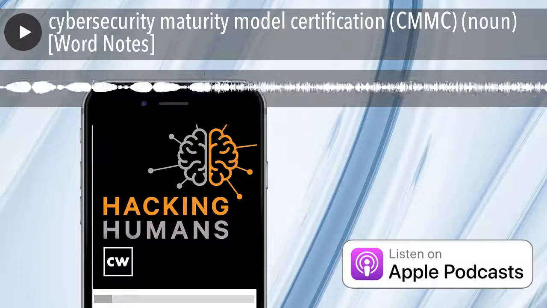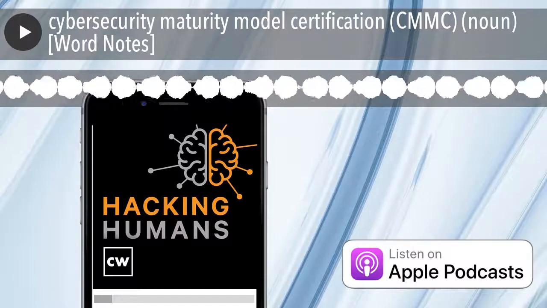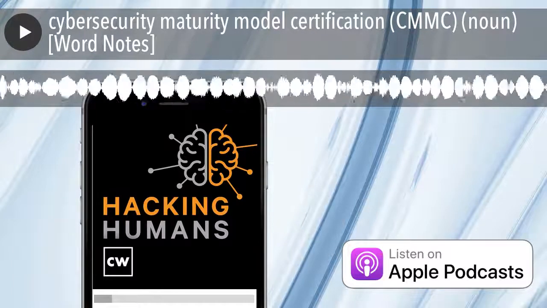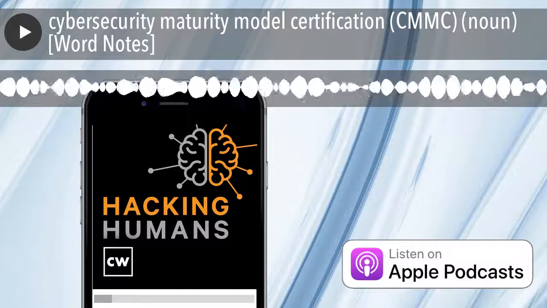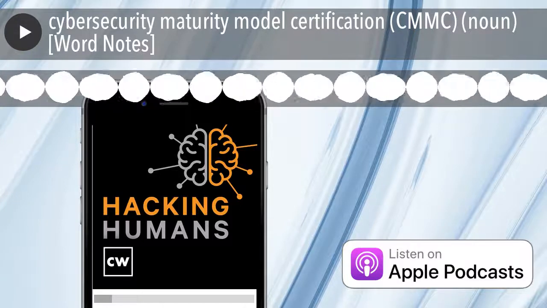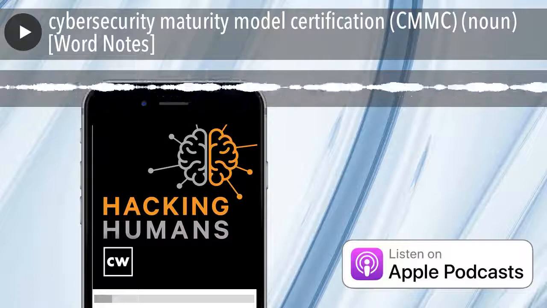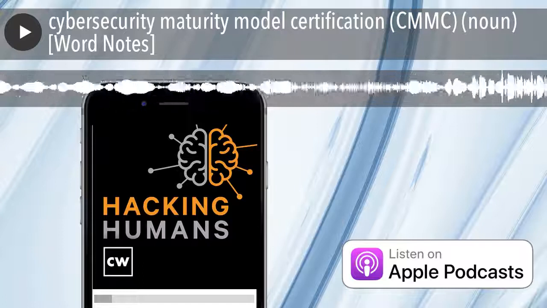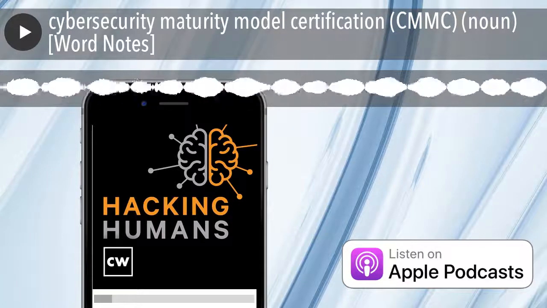The word is Cybersecurity Maturity Model Certification. Spelled C for cybersecurity, M for maturity, M for model, and C for certification. Definition: a supply chain cybersecurity accreditation standard designed for the protection of controlled, unclassified information that the U.S. Department of Defense, or DoD, will require for all contract bids by October 2025.